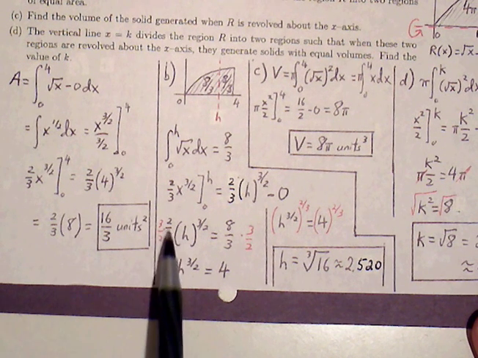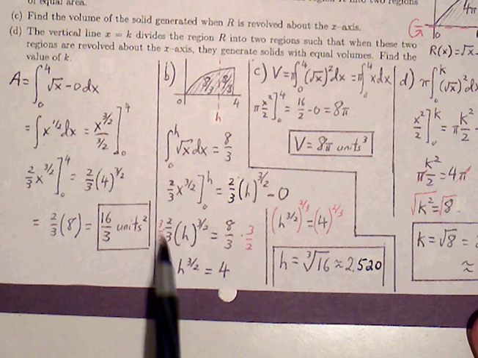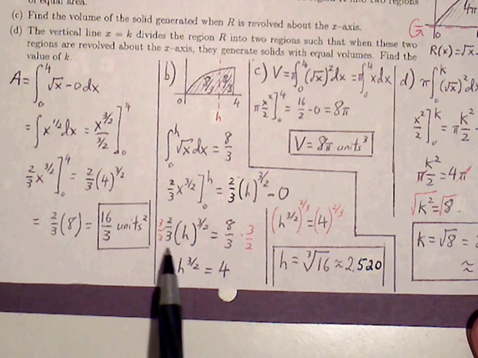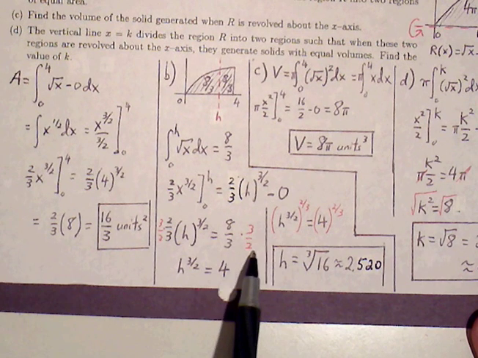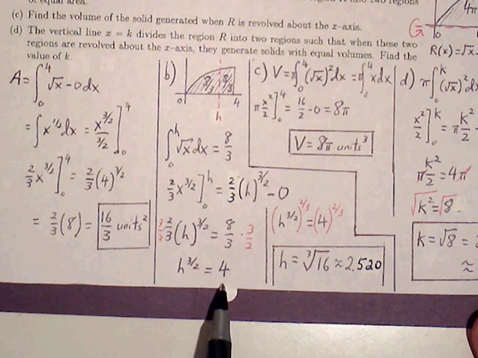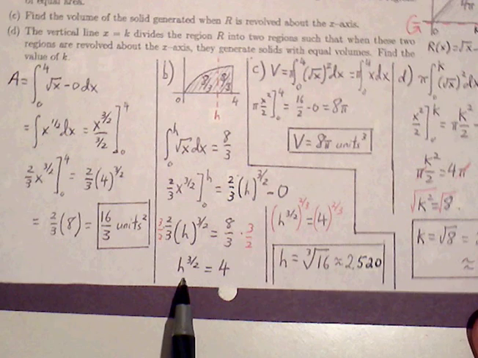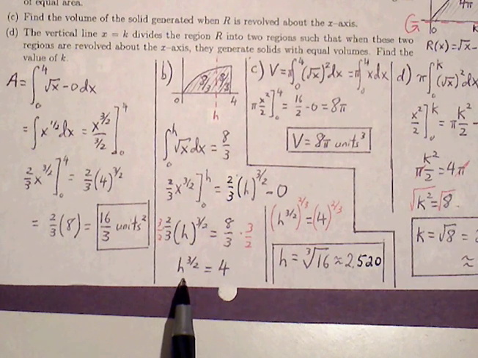Okay. First thing, move the 2/3 over, divide both sides by 2/3. Same thing as multiplying by 3/2. So the 3's cancel out. We're left with 8 over 2, which is 4. So we're left with h to the 3/2 is equal to 4.